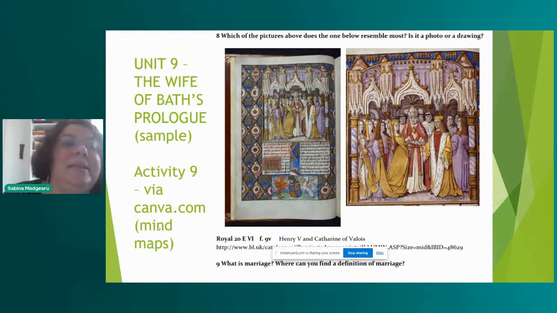The next slide is a sample from Unit 9, the Wife of Bath's Prologue. What is of interest here is activity 9, this one at the bottom of the page, which can be done via the mind maps section of canva.com.